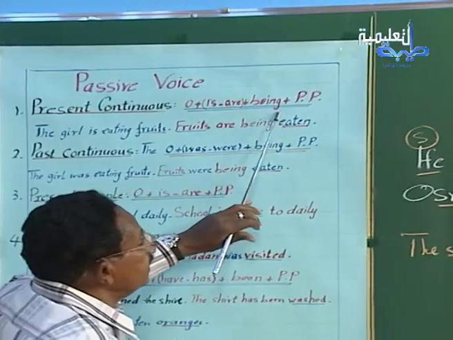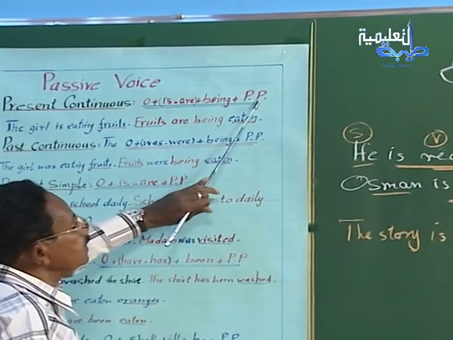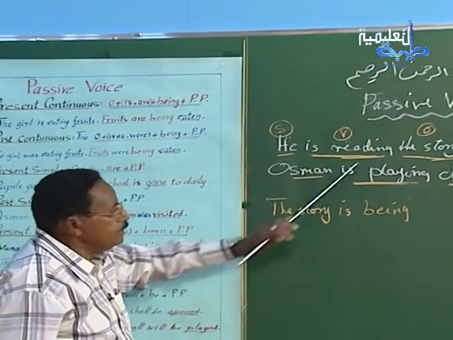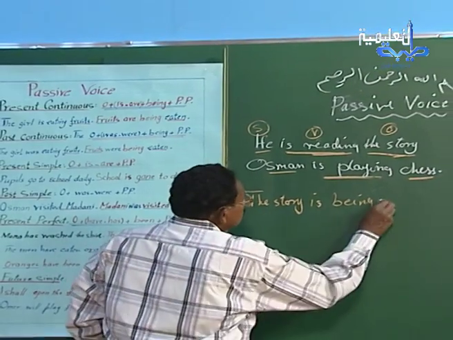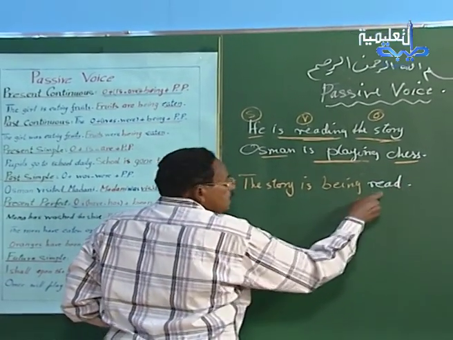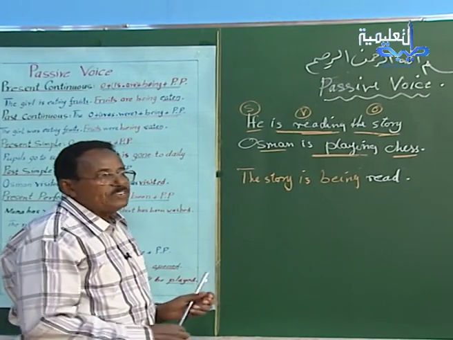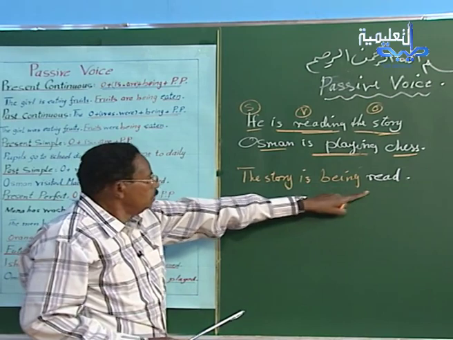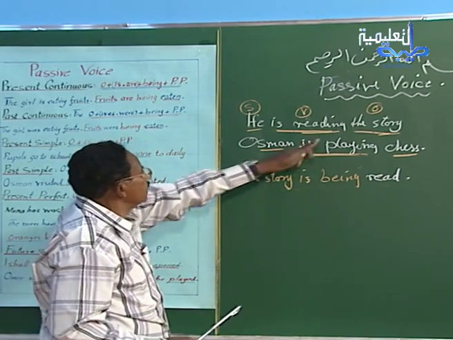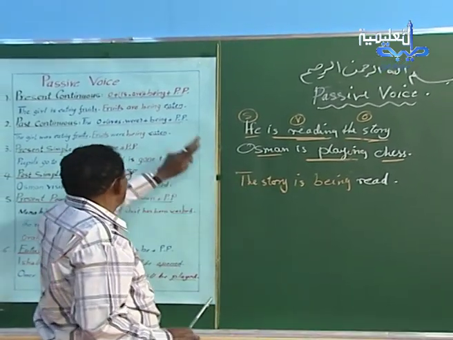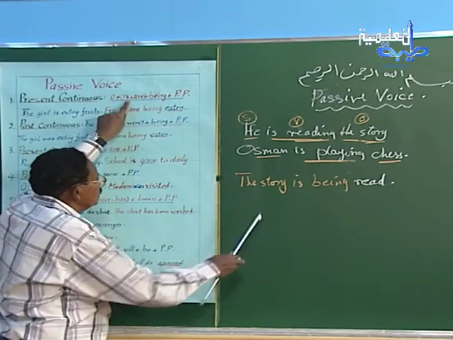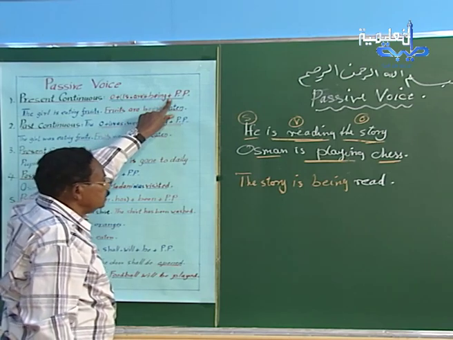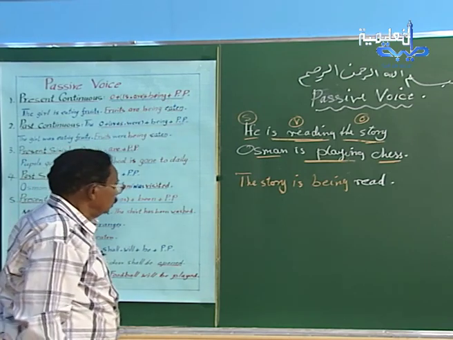and after being there is a past participle. The past participle of read is read, the same letters but a different pronunciation. The story is being read. You see, this is how we change it. We start with the object. After the object we put is, because this is a singular noun, and after is there is being, and after being there is a past participle.